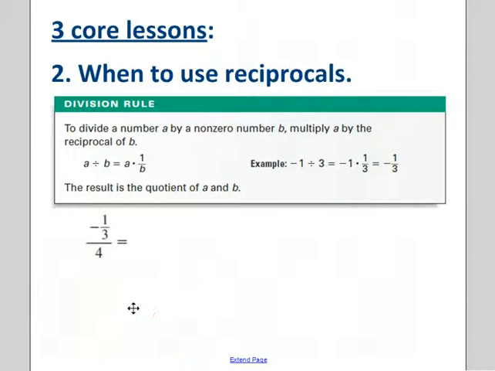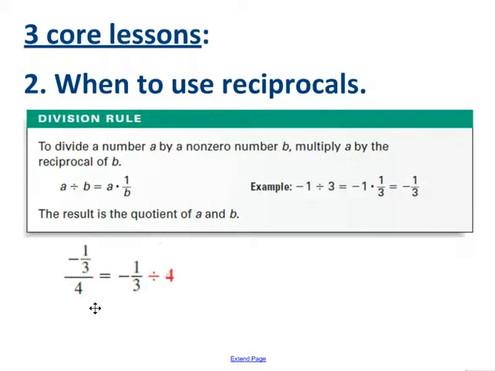Whoops, excuse me, didn't mean to move that. Negative 1/3 divided by 4. Well, I would rather see that as negative 1/3 divided by 4 is negative 1/3 times 1/4.